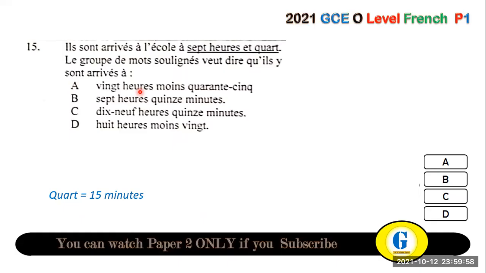Ils sont arrivés à l'école à 7h15. So they arrived at school at 7:15 a.m. You know that quart is 15 minutes. So 7h15 means 7 hours plus 15 minutes. But if they say 7h moins le quart, it means 15 minutes to 7. So le groupe des mots soulignés veut dire qu'ils sont arrivés à. So this group of words that they have underlined means they arrived there at what time? So they arrived there at 7h15 minutes. That is 7 hours 15 minutes. That's 7:15 a.m.